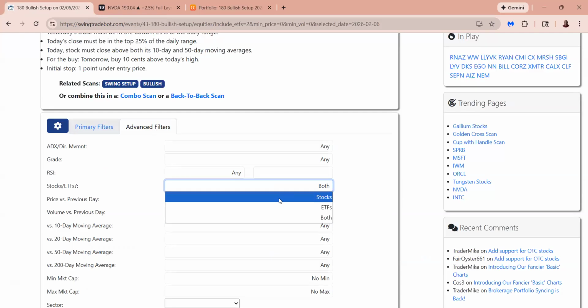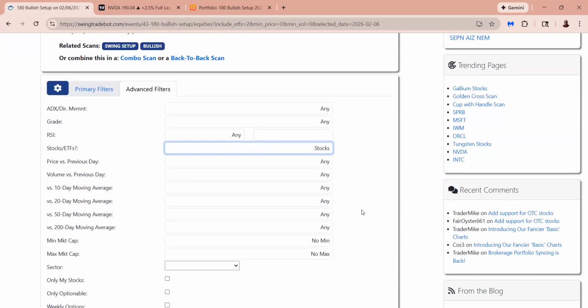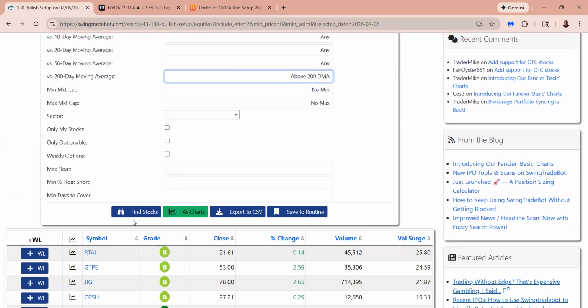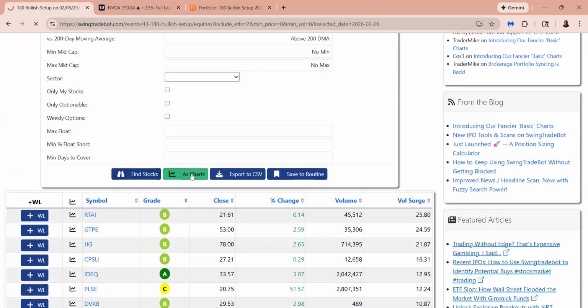I don't want stocks and ETFs, particularly because there'll be a lot of overlap. And I also want to get stocks that are above the 200-day moving average. I really want the most bullish candidates. I'm going to use some discretion about the 50-day moving average, but sometimes I'll be even more strict to restrict the stocks to above the 50-day moving average. Almost never use the other faster moving averages. So now I can filter down, and I want to filter as charts.